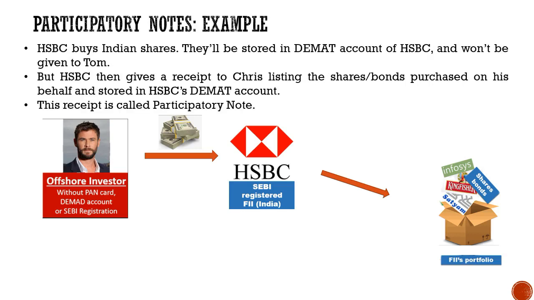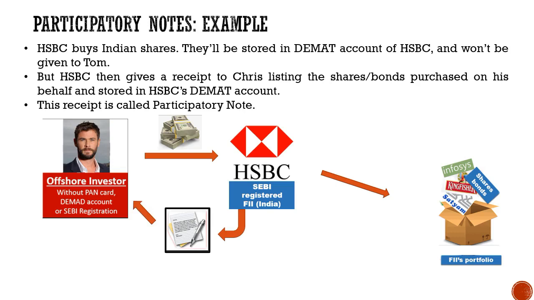Now HSBC buys Indian shares, okay, they'll be stored in the demat account of HSBC itself and won't be given to Tom. But then HSBC gives a receipt to Chris listing the shares or bonds purchased on his behalf and stored in HSBC's demat account. This receipt is called the participatory note.